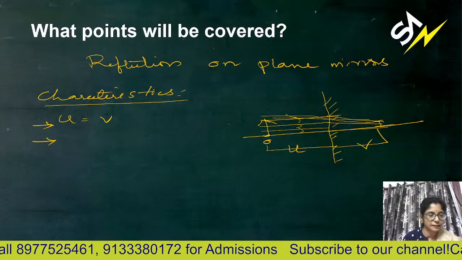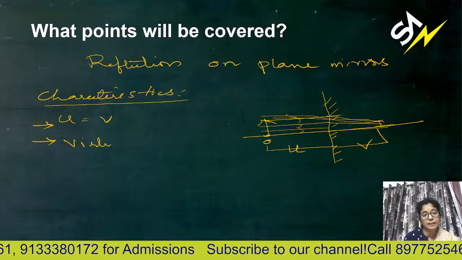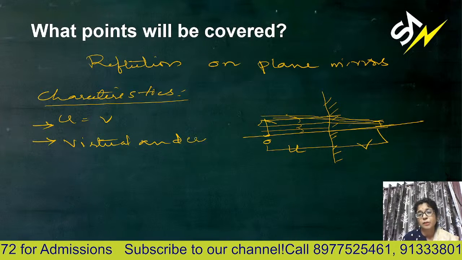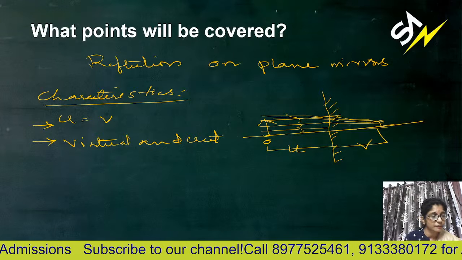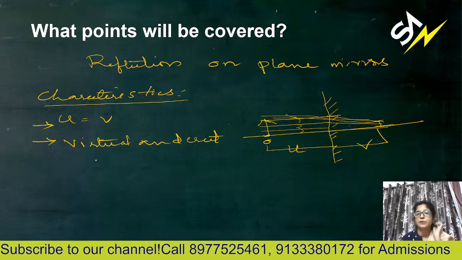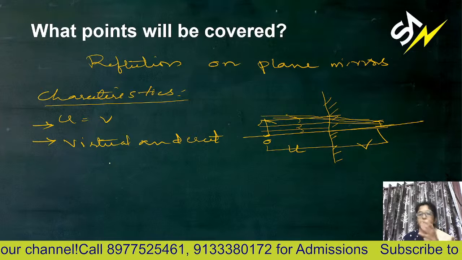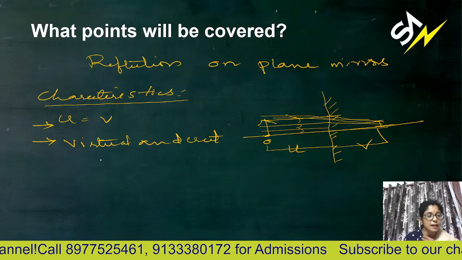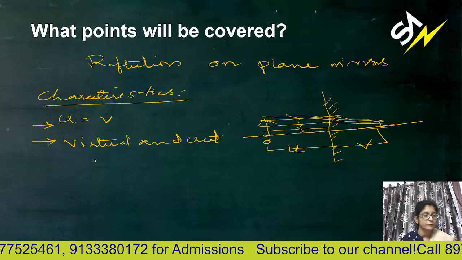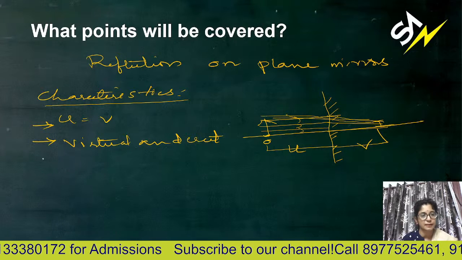The second characteristic is that the image which is formed is virtual and erect. Virtual images are those images which cannot be caught on the screen. They are formed somewhere, but we cannot catch them on the screen. So the image which is formed in the mirror is a virtual and erect image, right? Erect means a straight image. It is not inverted. Inverted means upside down. Here it is a straight image, an erect image, right?